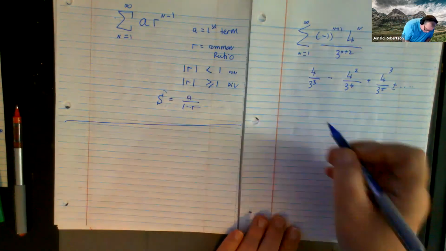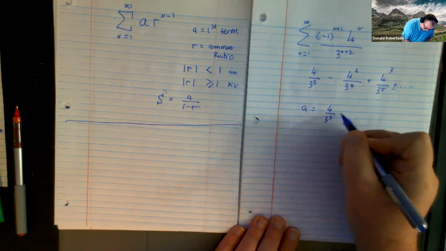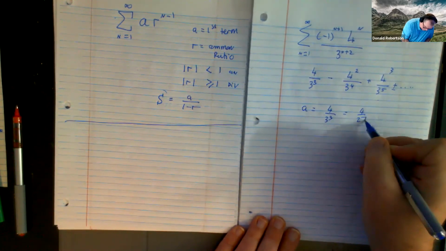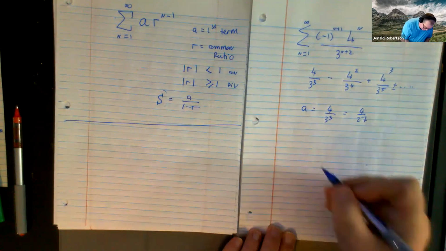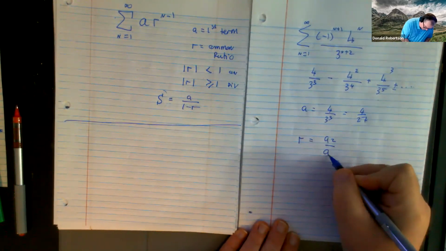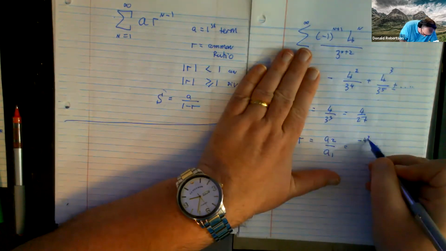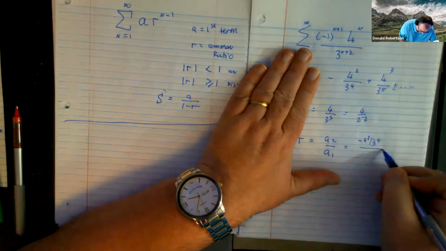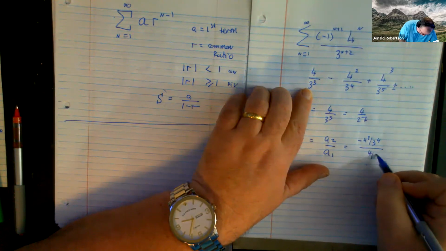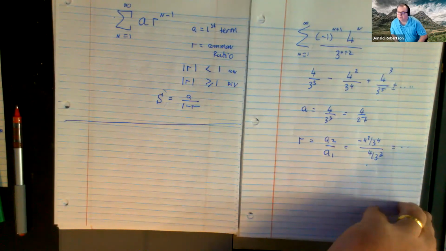Now, I know who A is. Isn't A the first term, which I will now call 4 over 27? And won't R be A2 divided by A1? In this case, it's negative 4 squared over 3 to the 4 divided by 4 over 3 cubed. And then you do what you need to do, and you're done.